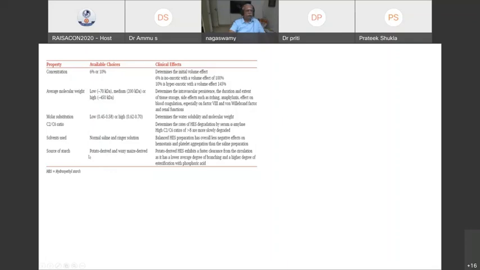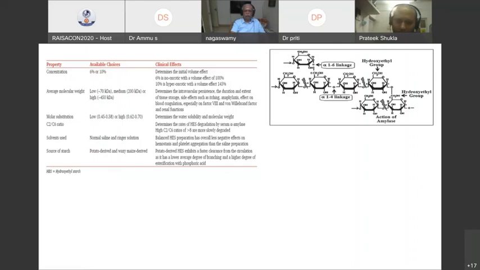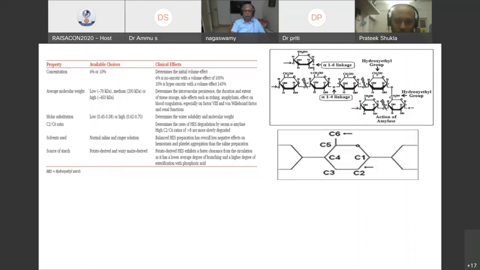And the source from which they are made can be either potato derived or waxy maize derived, and they exhibit a faster clearance from the circulation and a low average degree of branching. So this is how the structure will look. And this is where the substitution has to be done. This is the C2 position, this is the C6 position. So this is where the substitution happens, and that ratio determines the water solubility and molecular weight.